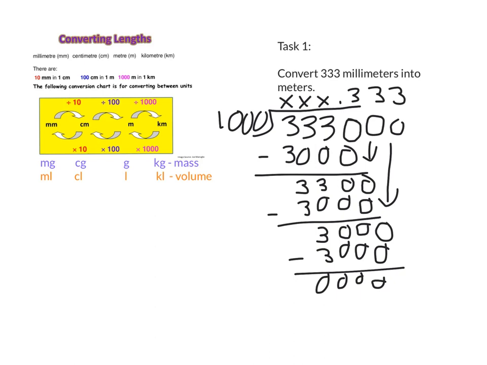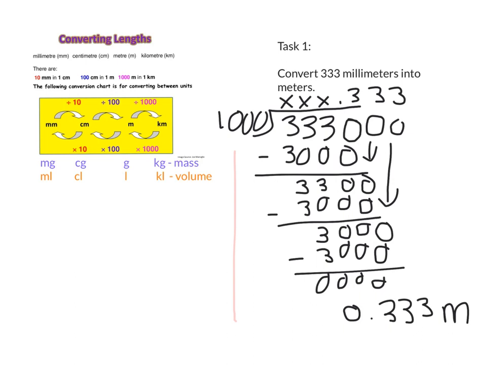So if I were to convert 333 millimeters into meters, my answer would be 0.333 meters. Okay, and so another way of doing this, which we'll do on this side. Again, I'm looking at my conversion chart, and I know I have to go from millimeters to meters. So I would have to divide by 10 and then divide by 100. So I'm going to look at how many zeros do I have in my 10 and my 100.